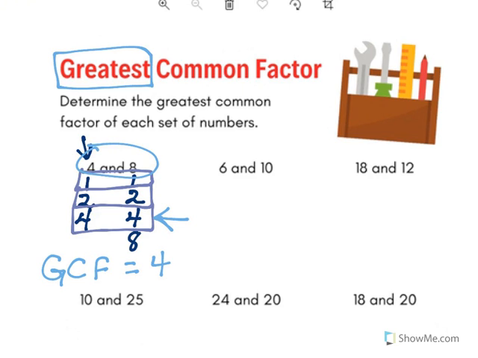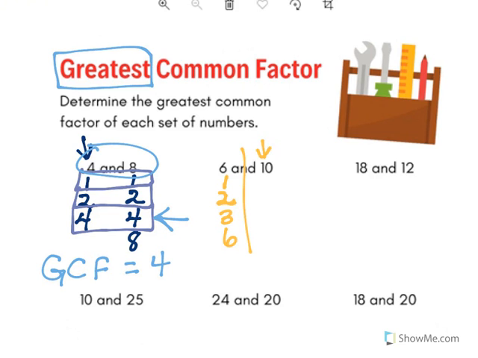All right, I'll do the same thing for 6 and 10 here. I'll list out my factors. So 1 goes in 6 times. 2 does go into 6 3 times. 3 goes in. Does 4? No. 5? No. And then 6.